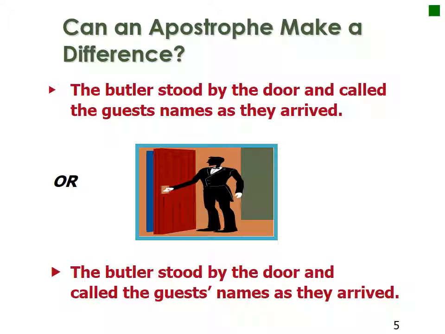Sometimes we wonder about that as we are doing our writing and trying to use correct grammar as far as possessives or apostrophes. In the first example, the butler stood by the door and called the guests' names as they arrived. Or in the second, the butler stood by the door and called the guests' names as they arrived. If you're not careful, in the first one, it sounds like they're calling the guests that come in names, such as Smiley or whatever, some sort of bullying name. In the second, with the apostrophe, it makes it clear that those are the names of the guests.